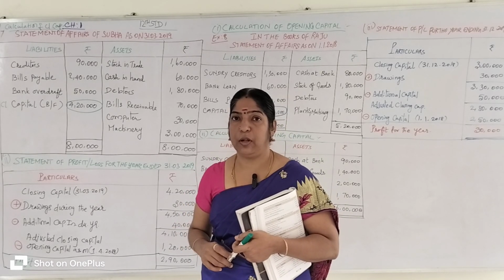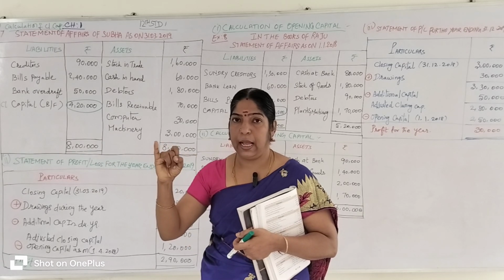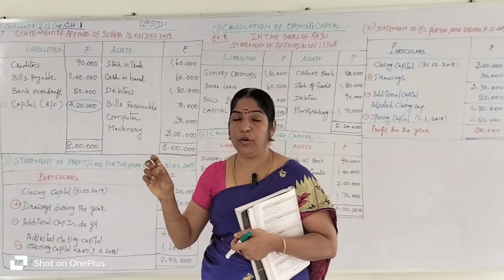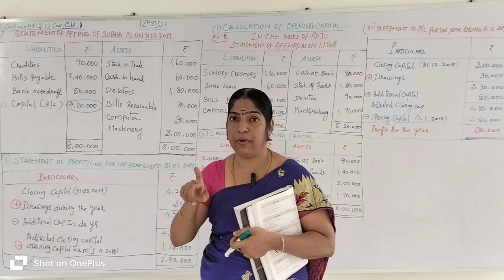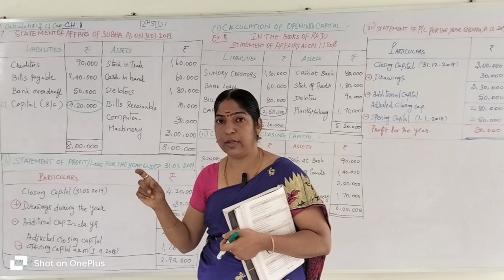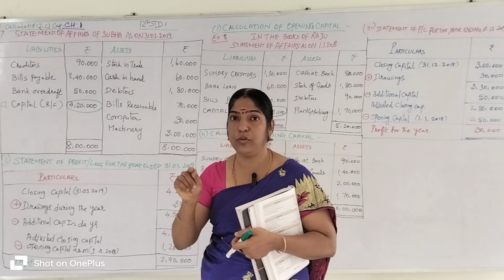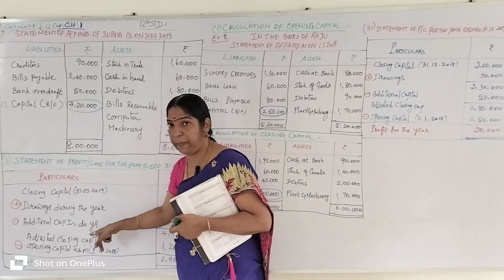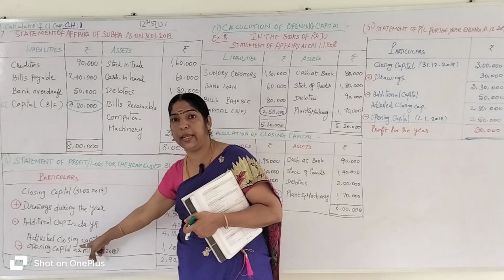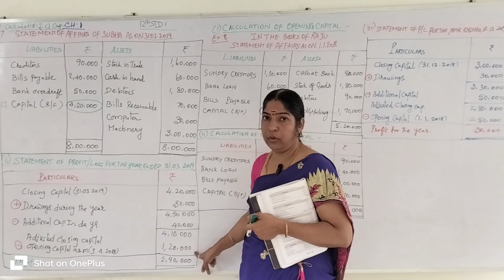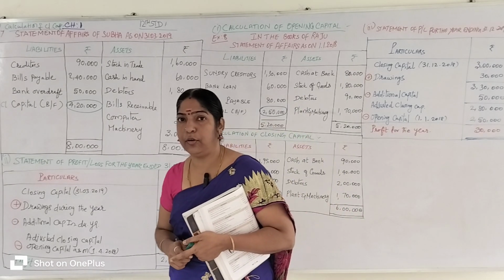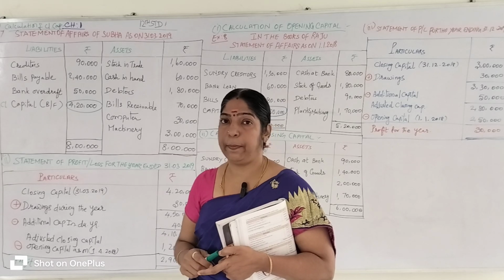What is the format to find out the profit or loss? In the format of the statement of affairs, closing capital is added with the drawings together, and we will get a value. From that value, we subtract the additional capital during the year. After subtracting, you will get the value that is called the adjusted closing capital. From that adjusted closing capital, we deduct the opening capital value, and you will get the profit or loss. This is the format to find out the profit or loss through the statement of affairs.